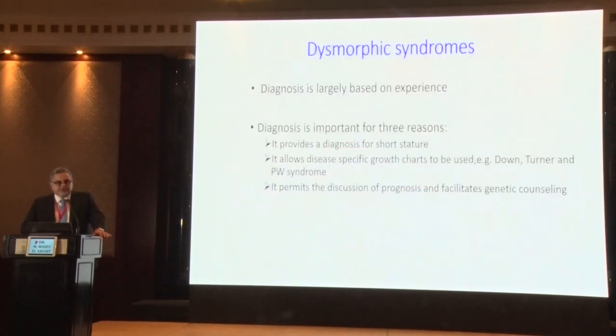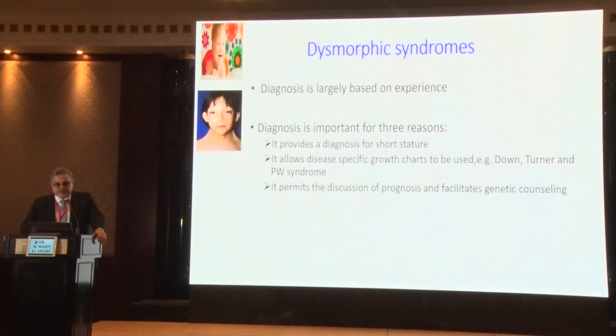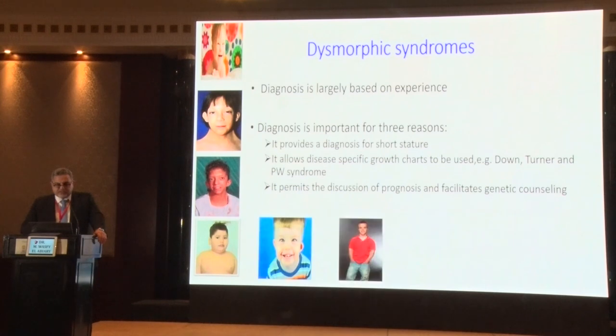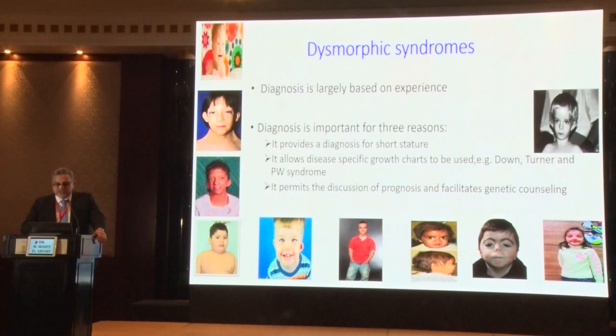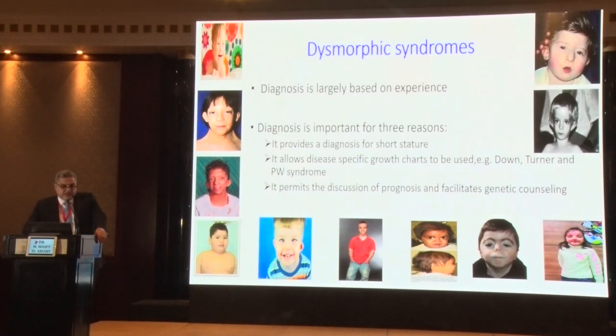It's important to diagnose children with dysmorphic syndromes for the following reasons. It provides a diagnosis for short stature, allows disease-specific growth charts to be used, permits the discussion of prognosis, and facilitates genetic counseling. I can add that it also provides a proper management plan. A lot of these children have associated problems, and you need to anticipate the next step and give them proper follow-up.